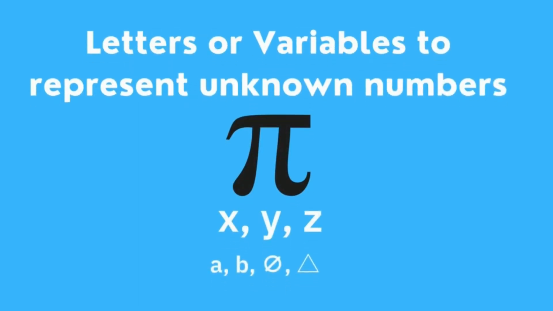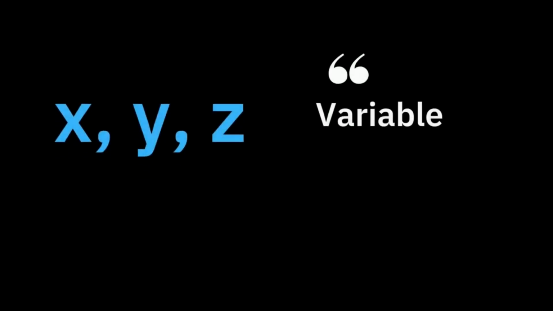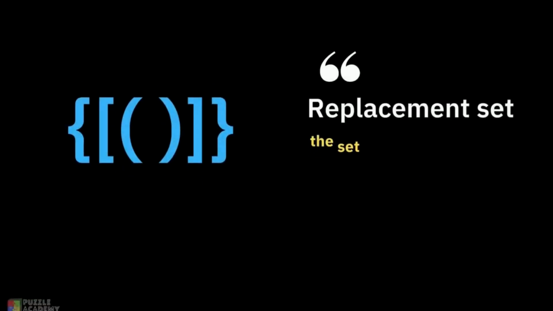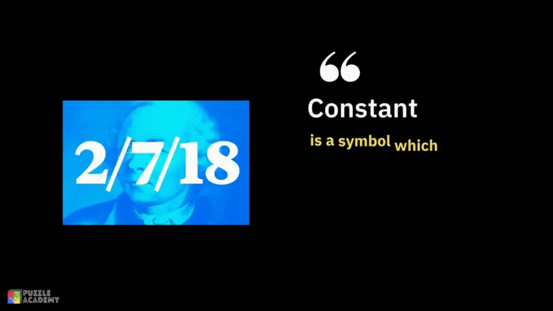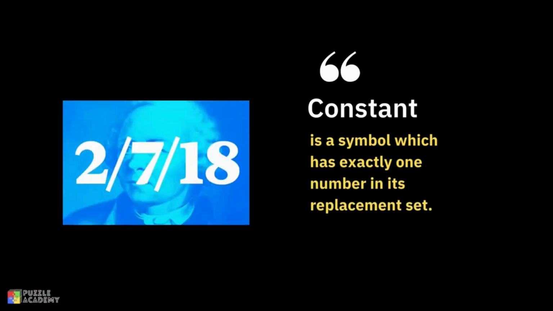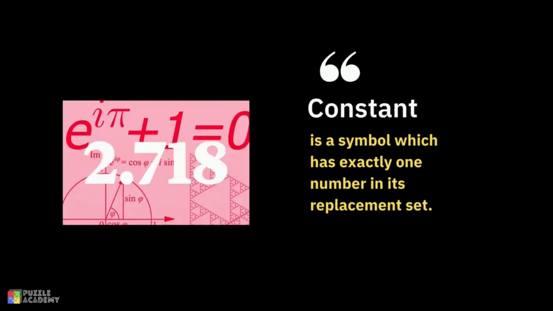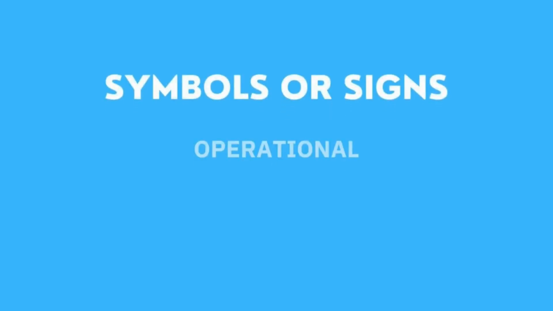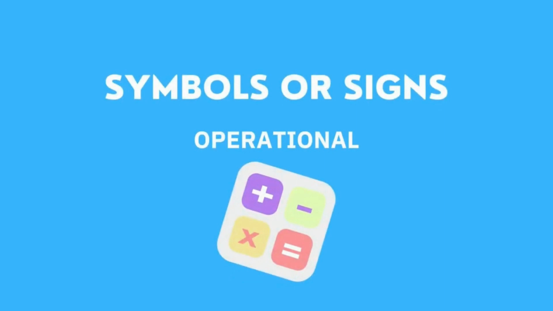The following are the common symbols used for variables. And the second one is the letters or variables to represent unknown numbers. A variable is a symbol which represents any number from a given replacement set. The replacement set is the set of values of the variable. A constant is a symbol which has exactly one number in its replacement set. Any numeral is a constant such as 7, 4, and 11. Even pi is also a constant. And last but not least, we have symbols or signs.